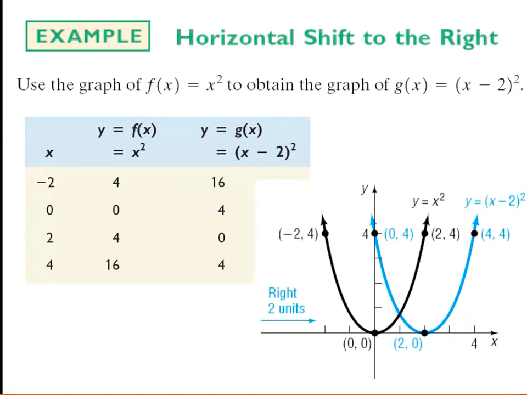And probably the easiest place to see that is in the x-intercept. So for example, x equals 0 would make y equals 0 here. x equals 2 would make y equals 0. So I'm taking that original x-intercept and I'm moving it over 2 units when I subtract 2 inside the square function. So this is a horizontal shift. We moved it to the right 2 units.